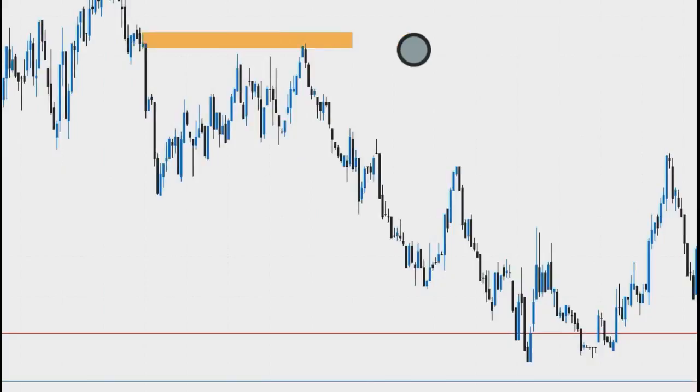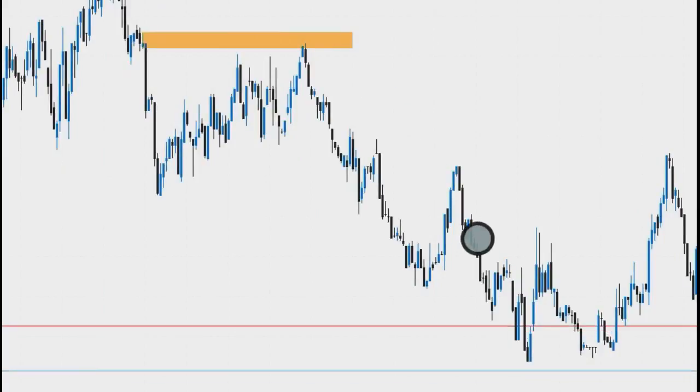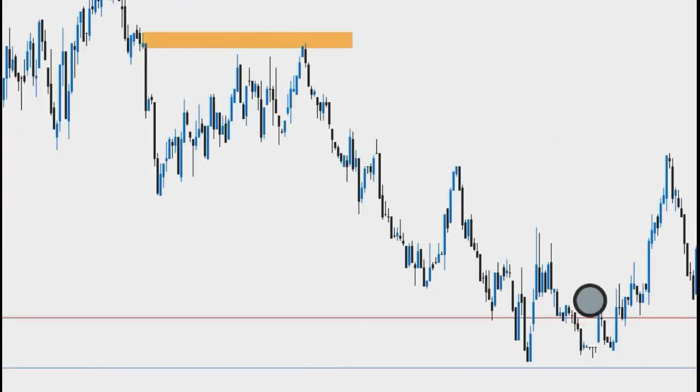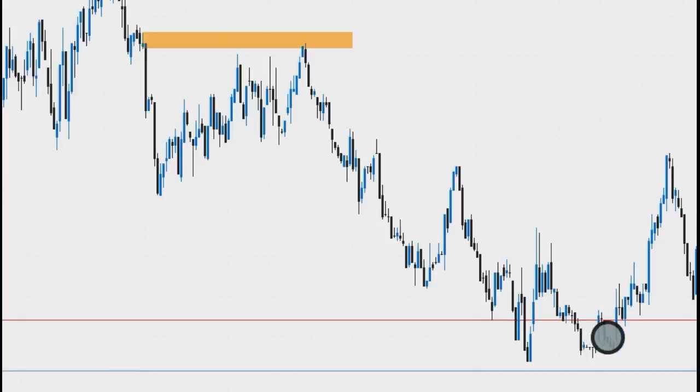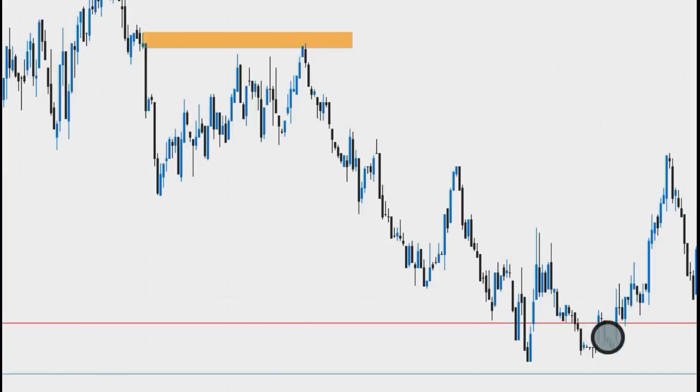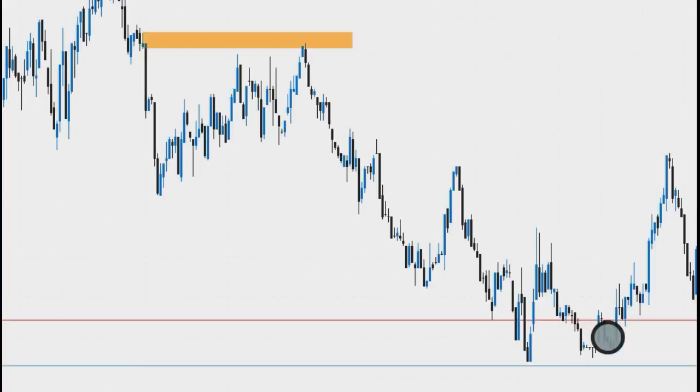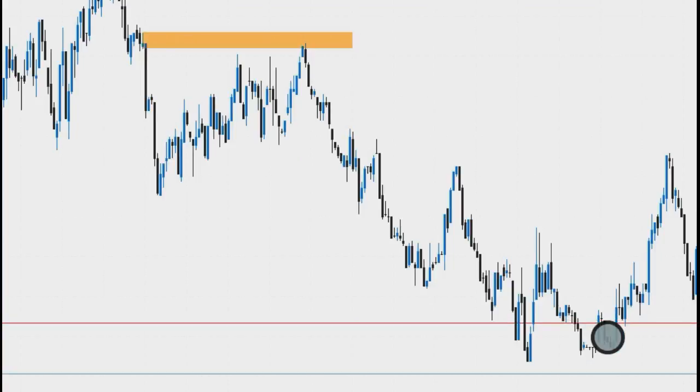Like I said, as a beginner, you shoot for 1 to 5 first. When you gain experience, you shoot for 1 to 10. As you can see, this could have given us more than 1 to 10 if you were to trail your stops and continue riding the trend.